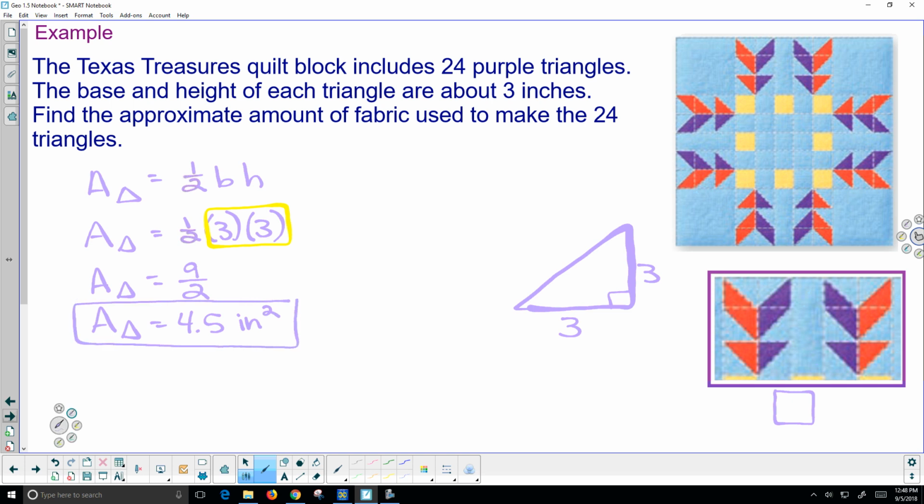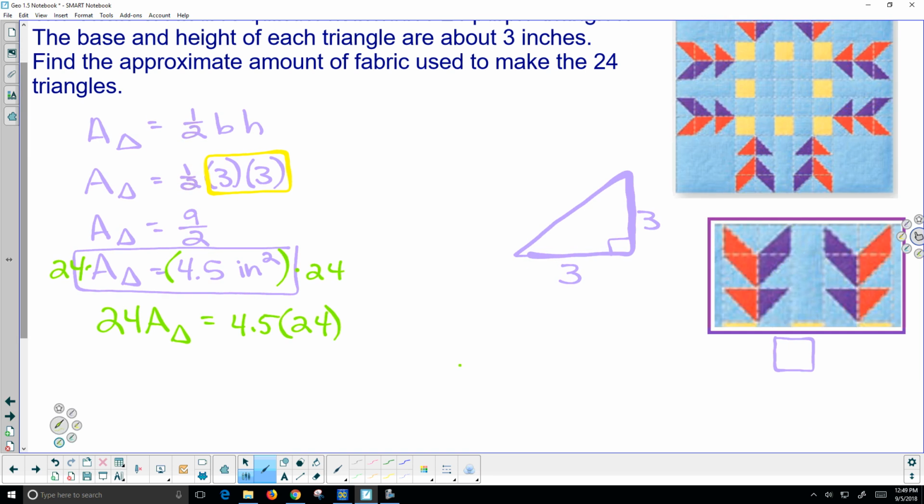The question doesn't ask us what the area of one triangle is. The question asks us, what's the area of 24 triangles? That's what the question asks. Well, if I multiplied this right here by 24, I would also, because of algebra, have to multiply this side over here by 24. So I'm going to say 24 areas of a single triangle is equal to 4.5 times 24. And this is where I wish I were working with fractions, because I can do fractions in my head.